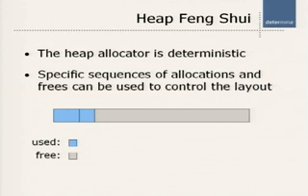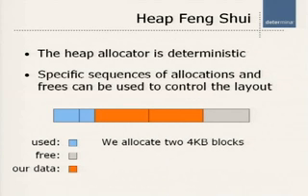So we can use specific sequences of allocations to force the heap to have a specific layout. For example, if we start with a heap that looks like this, like the slide there, and we allocate 2 4-kilobyte blocks, they will be allocated, again, right next to each other. They're shown in orange on the slide. Then we will free the first block. We will free the first piece of data.